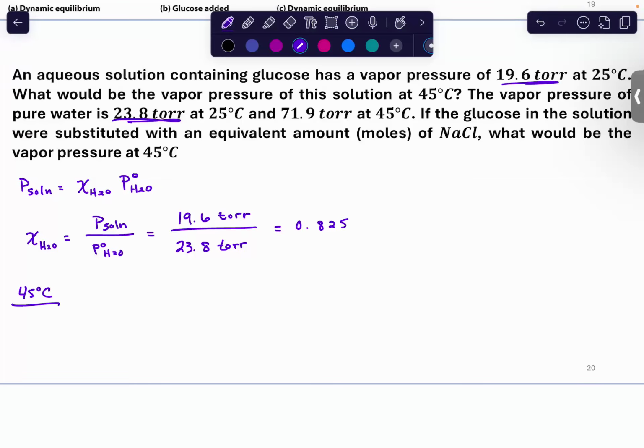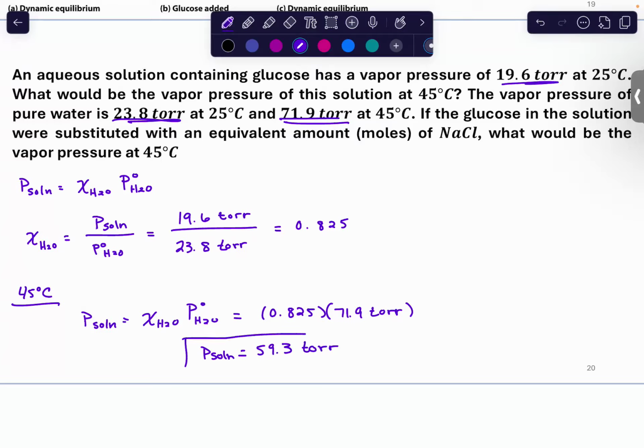So now we know that mole fraction doesn't change, so at 45 degrees Celsius, in here we put our 0.825, and then at 45 Celsius, the vapor pressure of pure water is 71.9 torr. The vapor pressure of our solution is then going to be 59.3 torr. Okay, so that's with glucose in the water.